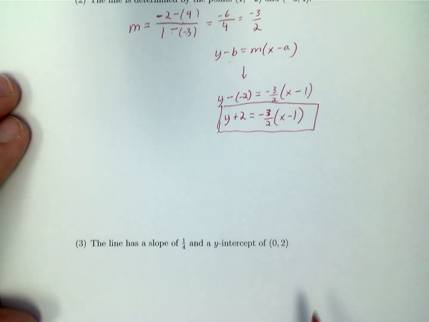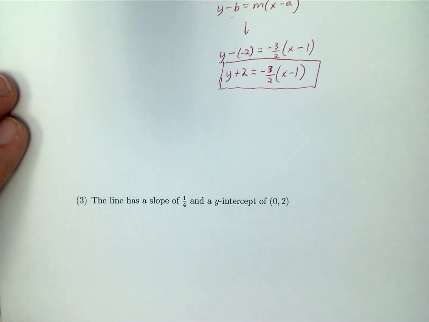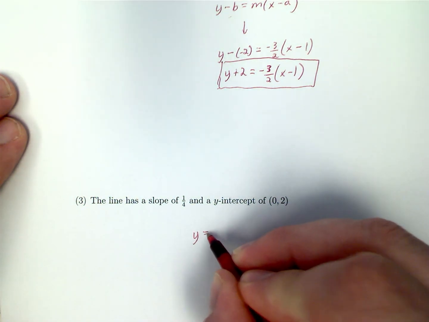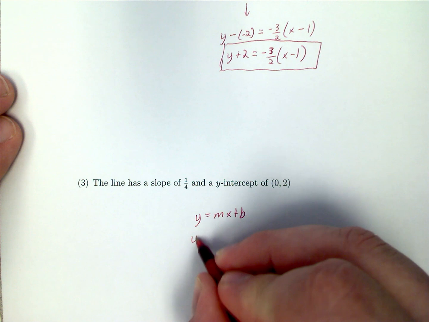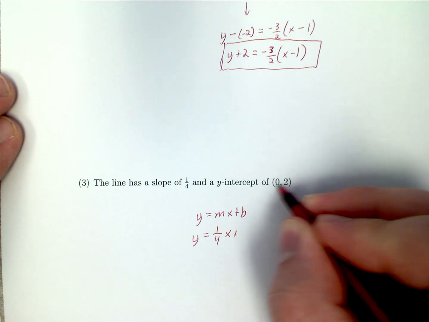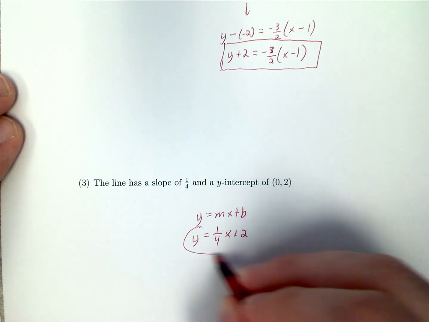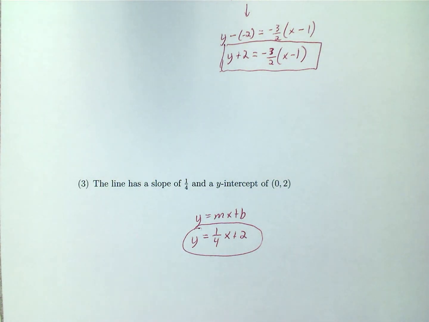What if we're given this question: the line has a slope of 1/4 and a y-intercept of (0, 2)? In this case, just using slope-intercept form is probably better because we actually have the y-intercept. So y equals mx plus b, the slope-intercept form of the equation of a line. y equals 1/4 x, and the b is the y-coordinate from the y-intercept. Again, the x-coordinate has to be 0 to use it. You get this, and you're done. That concludes everything from section 1.4, part 1.